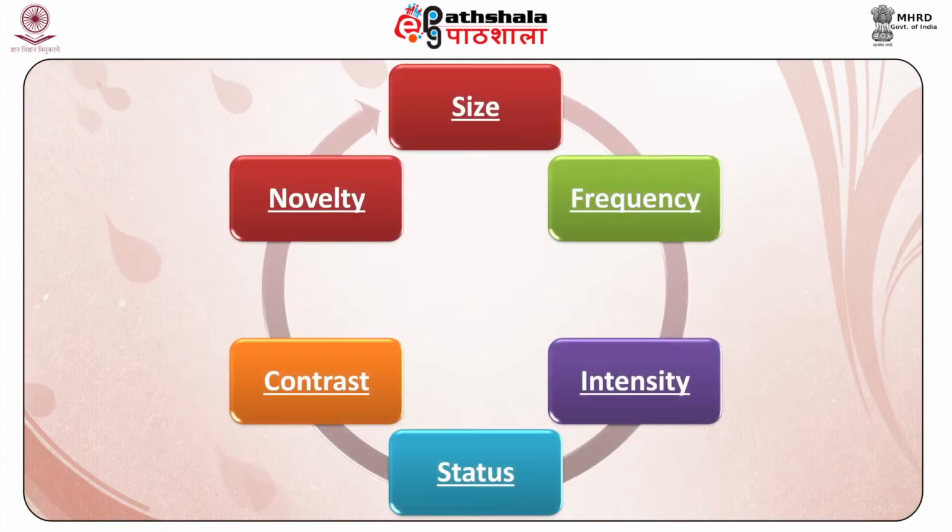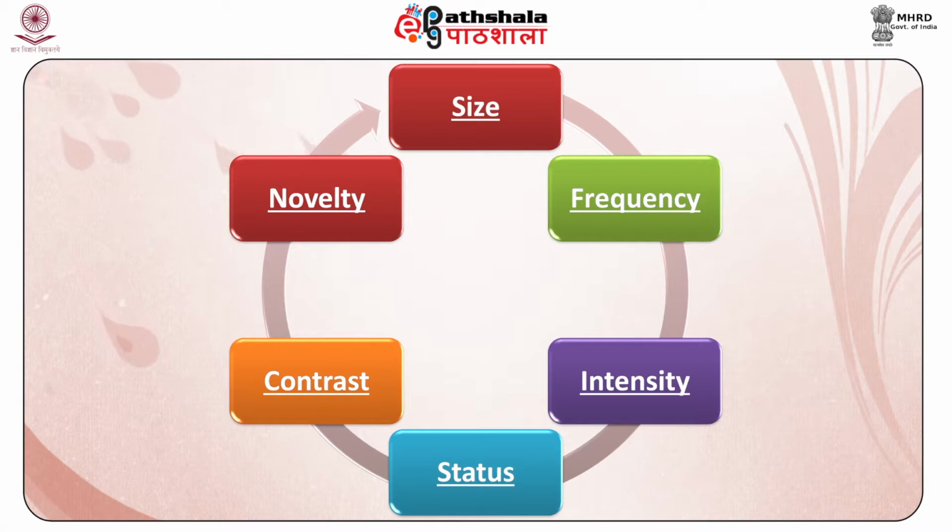After studying the internal factors, the next topic of discussion is external factors. Now what are external factors? External factors are the size, frequency, intensity, status, contrast and novelty. Now we will discuss each and every topic in detail. What is size? An individual's attention is always attracted by size because the larger the size of the perceived stimulus, the higher the probability of it being perceived.